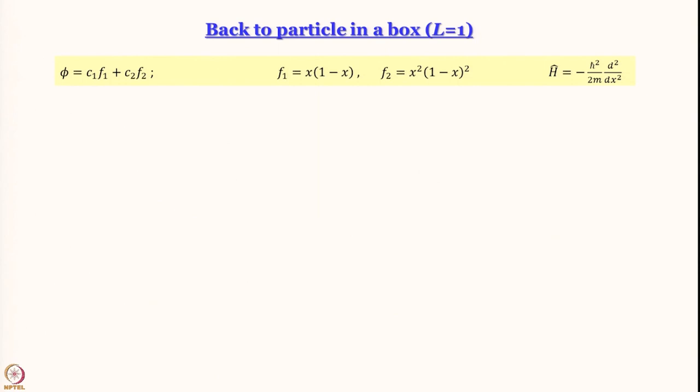So we need functions that are symmetric with respect to the midpoint, and also they must vanish at the boundaries. X into 1 minus x as well as x square into 1 minus x whole square both satisfy these conditions. I request you to recall what we had obtained in the earlier treatment. Remember which trial function we had used earlier? We had used phi equal to x to the power alpha into 1 minus x square, I think something like this. And that alpha had come out to be, I think, 0.862 or something like that.